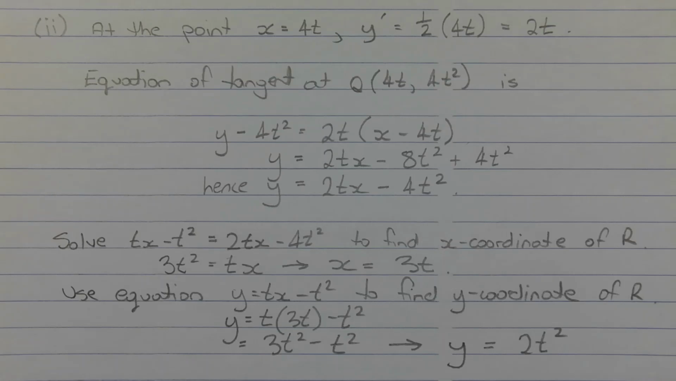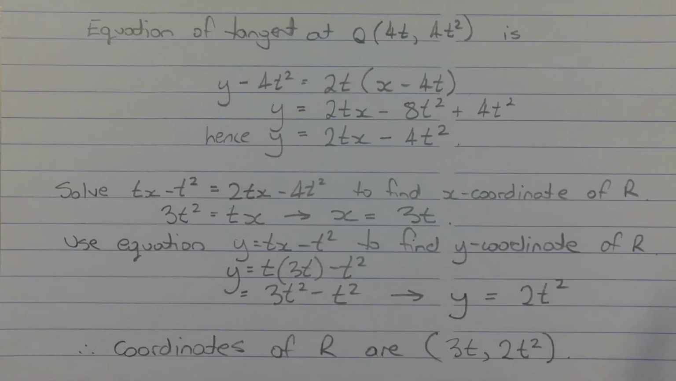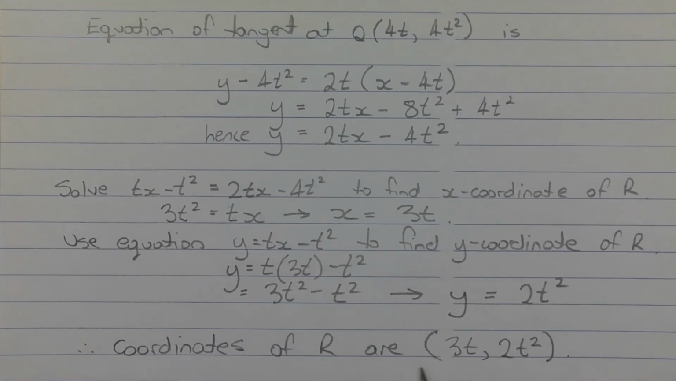x is equal to 3t. So I'm going to use the equation from part 1, y equals tx minus t squared, to find the corresponding y coordinate of point R. So y is equal to t times 3t minus t squared, which equals 3t squared minus t squared, which simplifies to y equals 2t squared. Therefore, the coordinates of R are (3t, 2t squared).